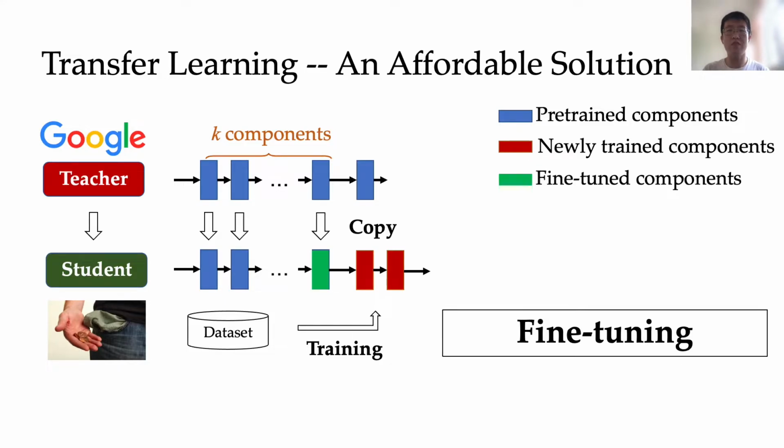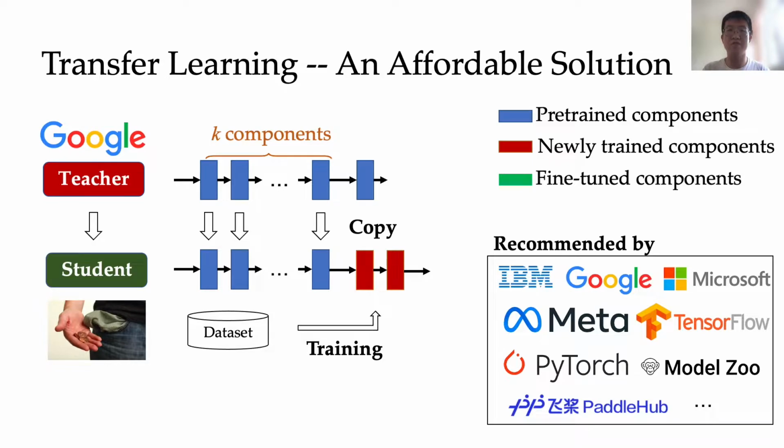Or if we want the student model to fit better on our dataset, we can also fine-tune the pre-trained layers. This is the most commonly used solution we have so far. Large companies like Google, Microsoft, and Meta are open sourcing their models to the public so that everyone can build their own student models on top of these high-quality teacher models.